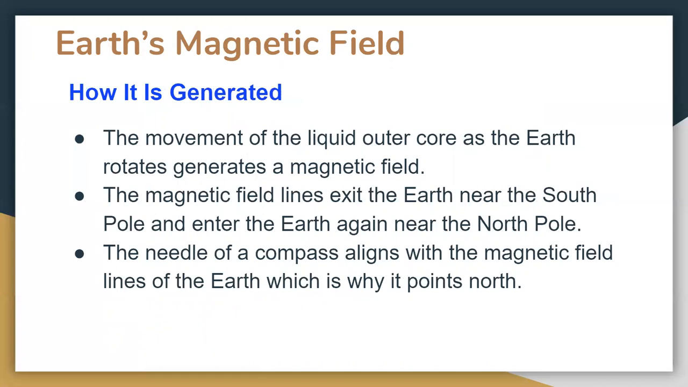And then the last thing we're going to talk about today is Earth's magnetic field. First of all, how it is generated. So the movement of the liquid outer core as the Earth rotates generates a magnetic field. The magnetic field lines exit the Earth near the South Pole and enter the Earth again near the North Pole. And if you've ever used a compass, the needle points to the north. The needle of a compass aligns with the magnetic field lines of the Earth, and that's the reason why it points to the north.